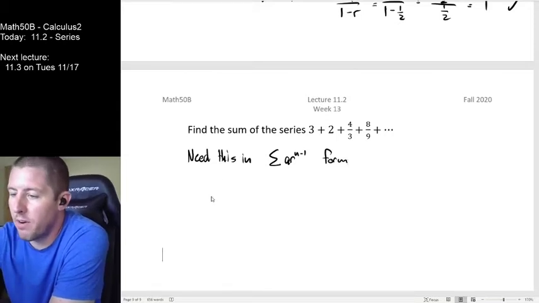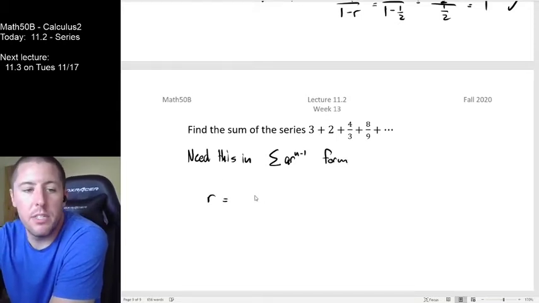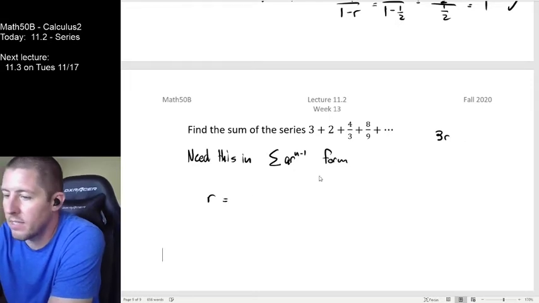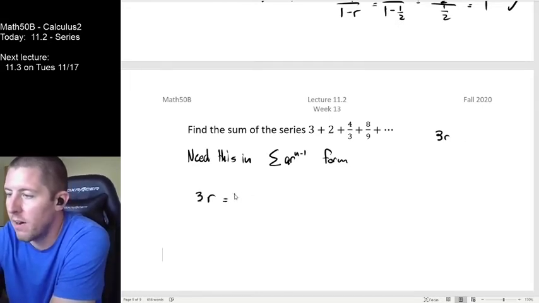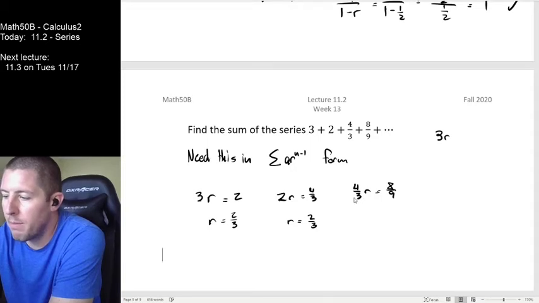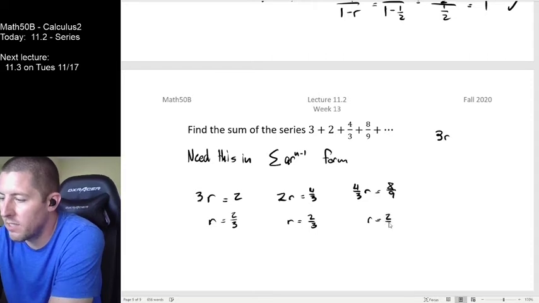So what I want to do is figure out what r is, and I'm always going to do that by looking at the common ratio. What did I multiply the first term by to get to the second term? 3 times r is 2. That says my common ratio is 2/3, right? Or I could say 2 times r is 4/3, and I divide both sides by 2, and that tells me r is 2/3. Or I could say 4/3 times r is 8/9, and I multiply both sides by 3, and divide both sides by 4, and I get that r is 2/3 right here.